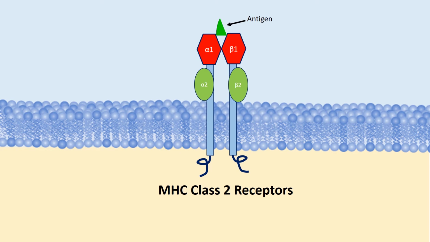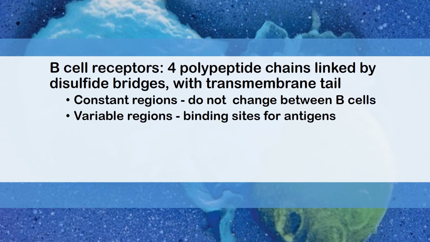So the MHC2 are a dimer with two main proteins which emerge from the cell membrane and then each have a series of complexes that attach to the antigen. Our third type of receptor is going to be the B cell receptor. This is going to be 4 polypeptide chains that are linked by disulfide bridges. They are found only on B cells and have constant regions that do not change. But then they do have small regions that are referred to as the variable regions. These variable regions will differ between each individual B cell.